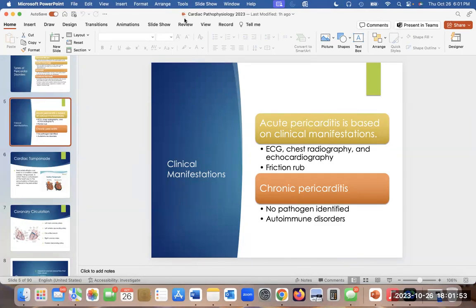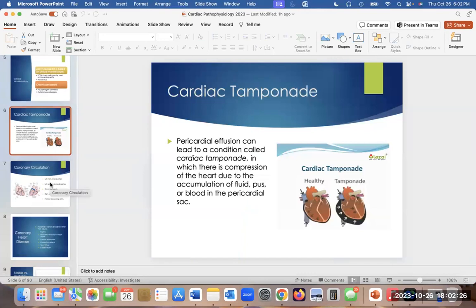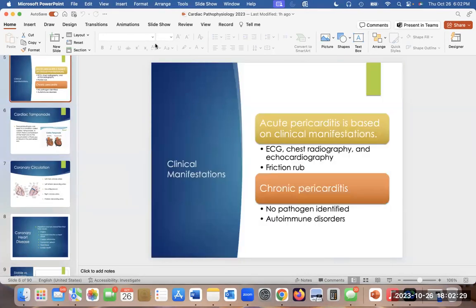Acute pericarditis is based on the clinical manifestations, but acute means that it was caused by something, but it can go away. Chronic pericarditis is something that happens that causes this to be long term and it's not going to go away. So it's very important to say, okay, I know the difference between acute and chronic, because that could be something they easily ask you, like, what's the difference between the two, right?